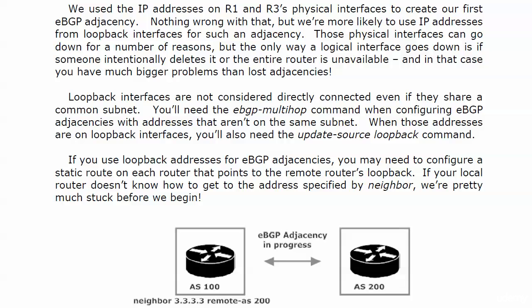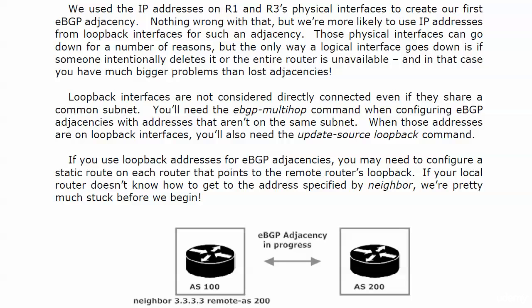Now, if you use loopbacks, you've got to include a couple of extra commands. And this is one of those things that catches you, but you don't want it to catch you on exam day. It's not going to, because you'll know, first off, it's an odd little BGP rule. Loopback interfaces aren't considered directly connected, even if they share a common subnet. You'll need the iBGP multi-hop command when configuring iBGP adjacencies with addresses that are not on the same subnet. So you'll need that anytime you're using loopbacks.